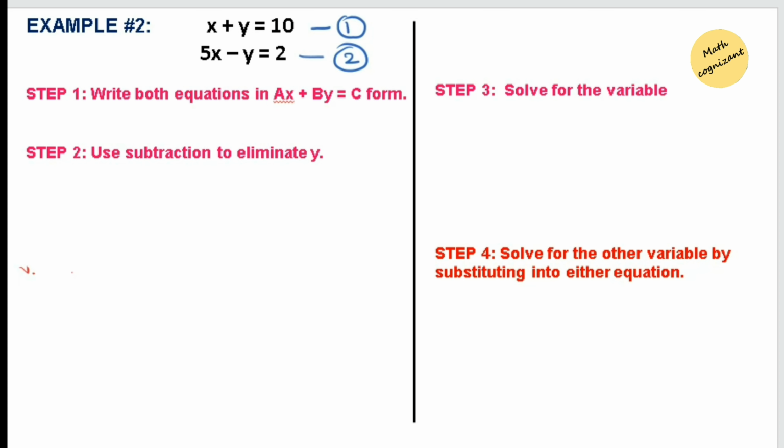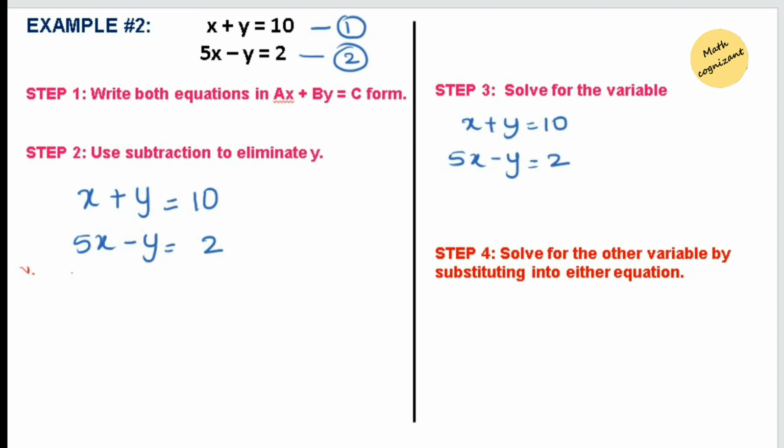We have x and y on one side of the equation, and the constant c is on the other side of the equation. So let's write down both the equations as they are. x plus y equals 10 and 5x minus y equals 2. Now we just have to solve for the variable y. That means we need to subtract, because y has a different sign and the same coefficient. So 1x plus 5x gives you 6x, and positive y and negative y get canceled.